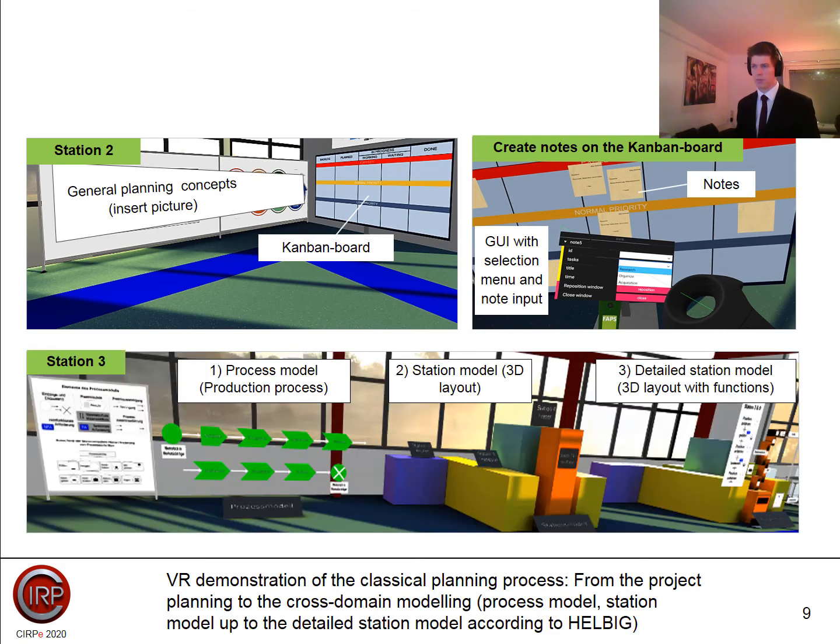The third station is the classical planning approach according to Helbig. According to Helbig, we can structure it in the process model, then the station model and the detailed station model. So within these models, the idea of an automation solution gets visualized. You see what the layout is and what kind of functions are needed.